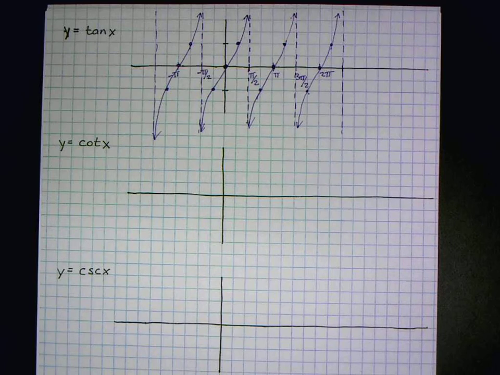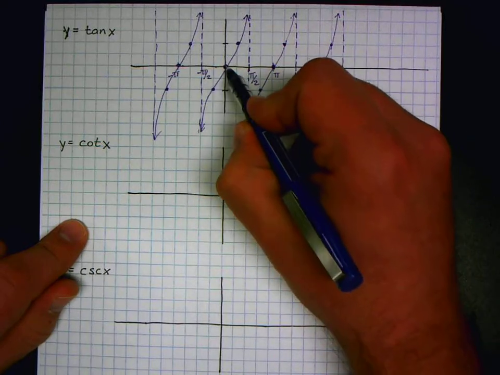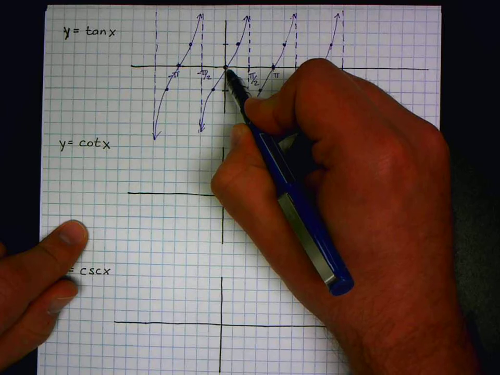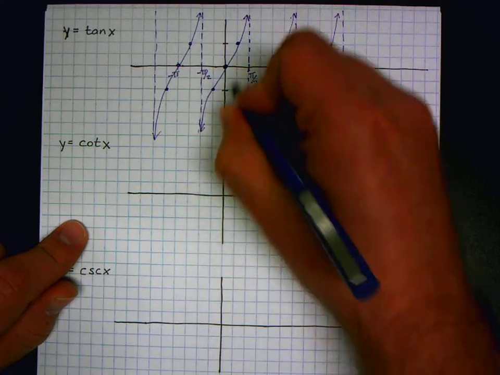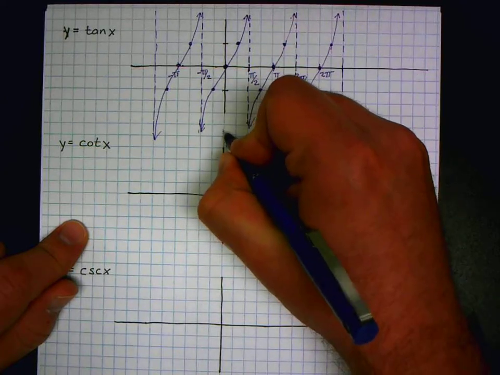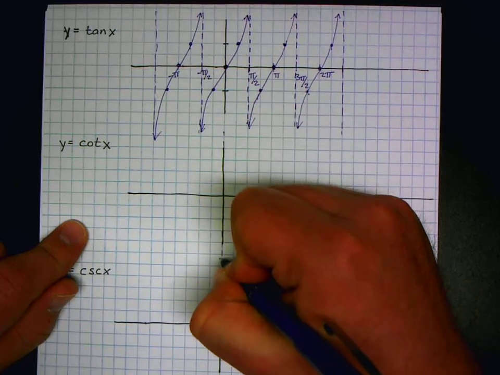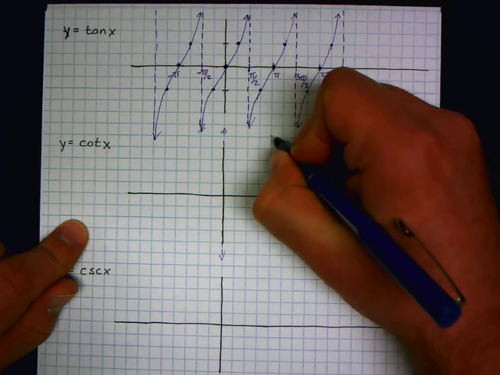Now, cotangent, instead of going back to the unit circle and doing all this all over again, let's use the whole reciprocal thing to get cotangent. Okay, so if I take the reciprocal of 0, what's the reciprocal of 0? What's 1 over 0? Undefined. So each point that I have that is 0 is now going to become undefined. So this one is going to become undefined.